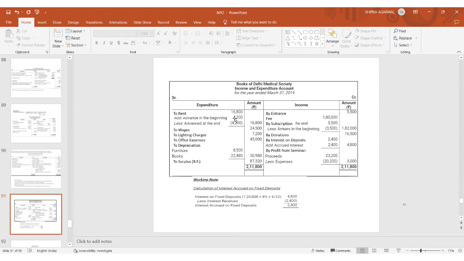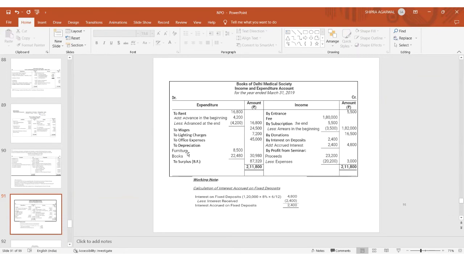So I have added that advance at the end. That means if in the current year, any advance you have received, that is for the next year. So that is to be subtracted. So the final figure is 16,800. Then whatever wages, lighting charges, office expenses you have paid, that is to be shown as it is.